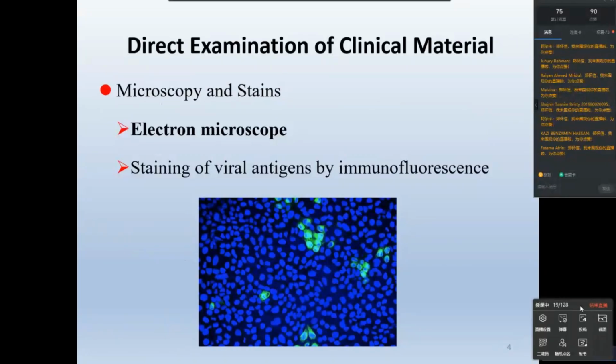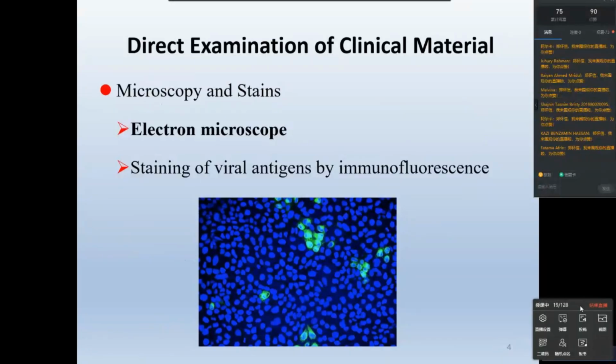We can also culture the virus in chicken embryo. For example, for the influenza virus, we usually culture them in the chicken embryo to harvest large number of viruses. Or you can inoculate the virus into animals so that you can amplify the virus in some animal. So these are different types of viral culture.